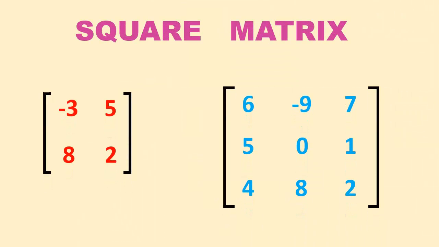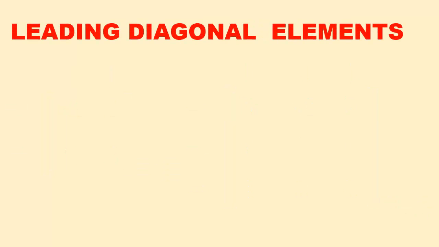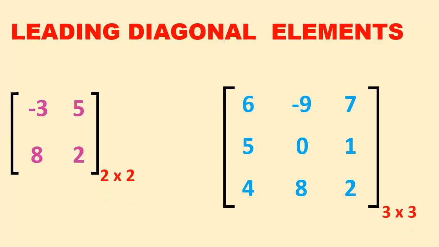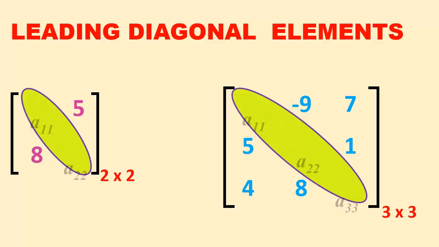Square matrix. A square matrix is a matrix with an equal number of rows and columns. Leading diagonal elements. In a square matrix, an element Aij is said to be a leading diagonal element if i equals j.